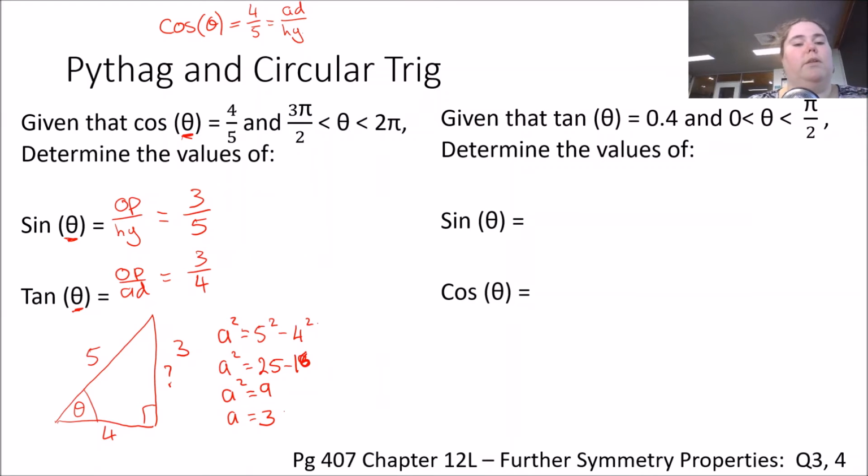The only other thing we need to think about is the quadrant. 3 pi on 2 to 2 pi is the cos quadrant. So these two answers need to be negative. Done. How easy was that?